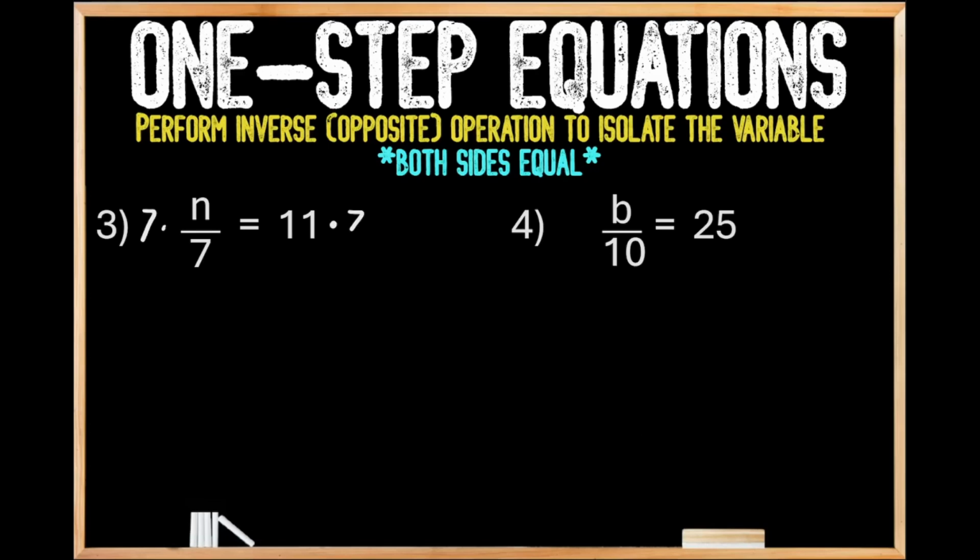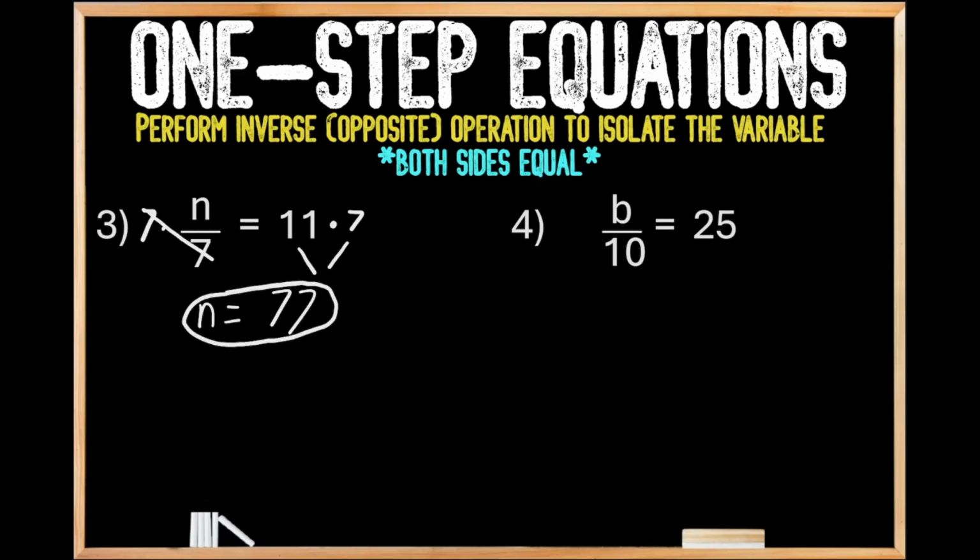Well, on the left-hand side, multiplying by 7 and dividing by 7 cancel each other out, so n is going to be isolated, and then we're simply going to multiply 11 times 7, which we know gives us 77, so n is equal to 77.